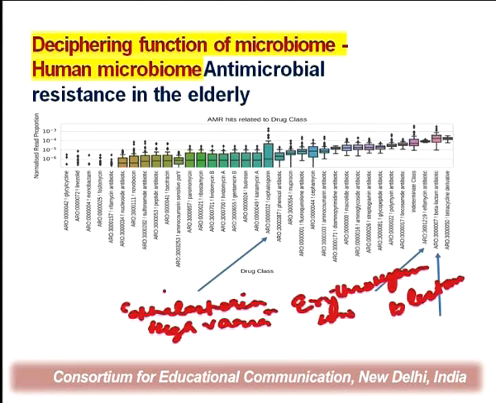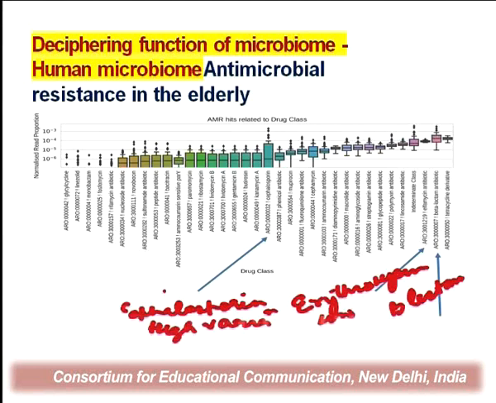But that has been used to get amazing information from the data. Like I tell you here in one example, microbiome data from humans has been used to study antimicrobial resistance in the elderly. It was realized after this analysis of the microbiome that for some antibiotics, like cephalosporin, it is highly variable. Some are susceptible to this, some are resistant to this. But if we look at erythromycin, on the other hand, it has very low variation, meaning most of them are resistant to this.